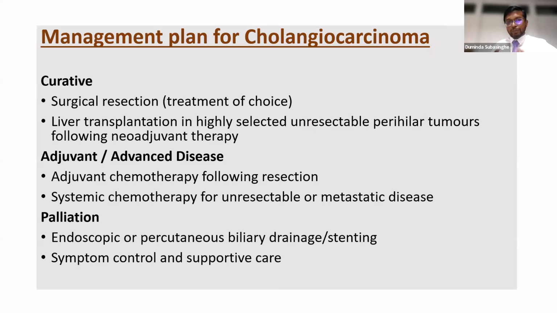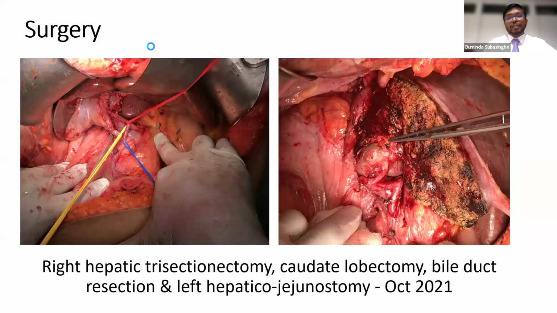Hilar cholangiocarcinoma: in selected patients, if you refer them early, they are suitable for surgery. Again, you have a curative option, you have oncological options like chemotherapy, and you have the palliative option. So this is a patient. She had a hepatectomy to clear the tumor. You can see the liver hilar structures here, the portal vein, the common hepatic artery, the common bile duct, and this is the remnant liver after the resection. So this patient had a complete removal of the disease.